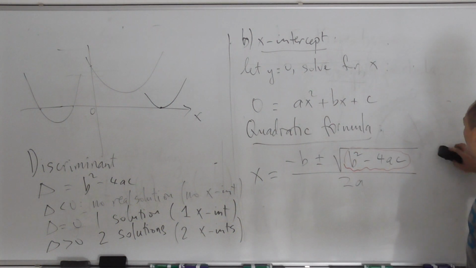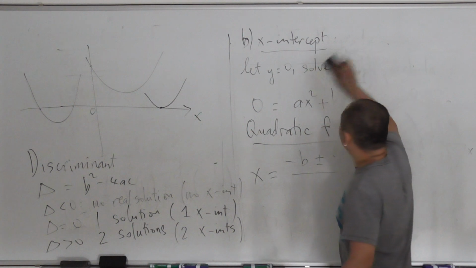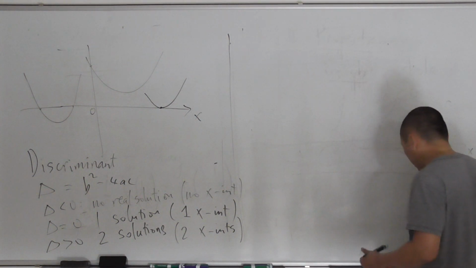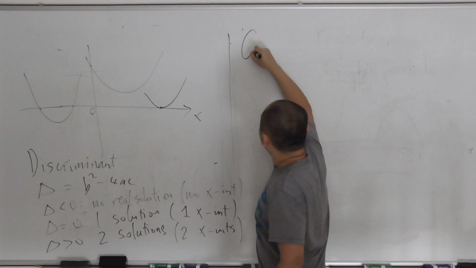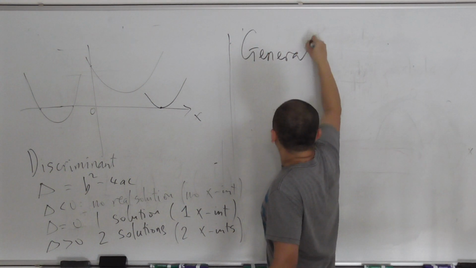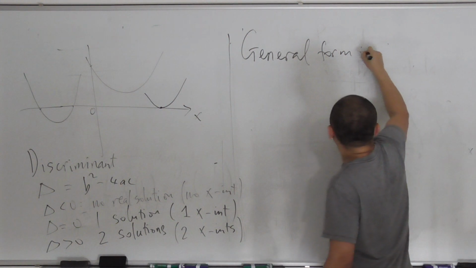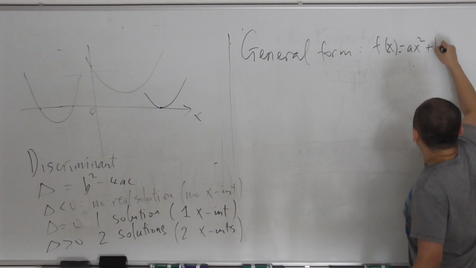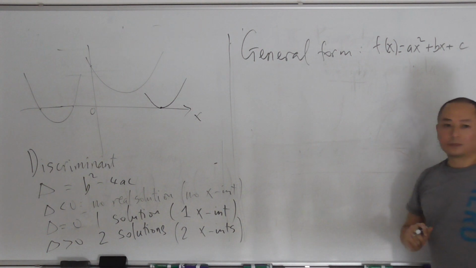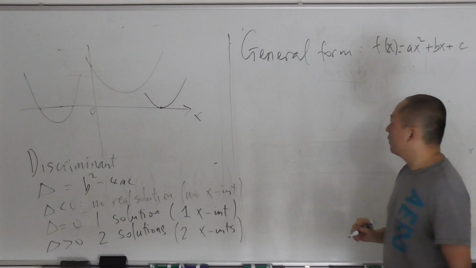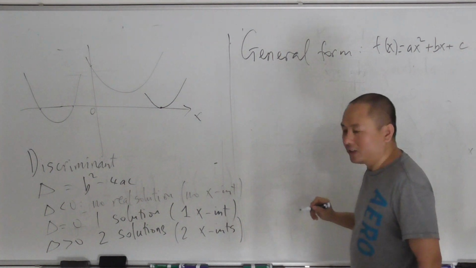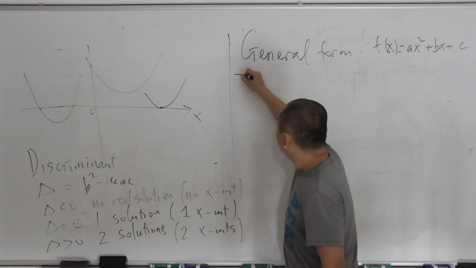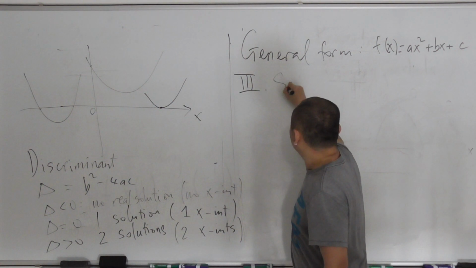Next, I'm going to talk about another form of quadratic function. The form that we've been learning so far is called the general form. It's the form that we use for definition: f of x equals ax squared plus bx plus c. Now I'm going to show you another form, which I usually call the vertex form. Our book, I think, calls it standard form. So let's call it standard form. So item number 3, standard form.